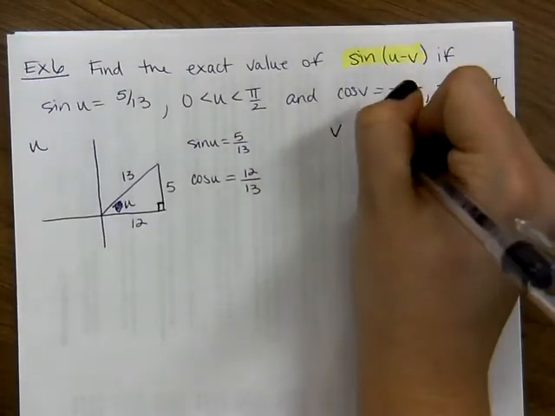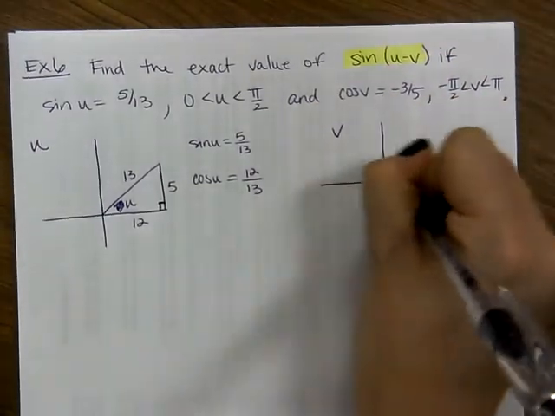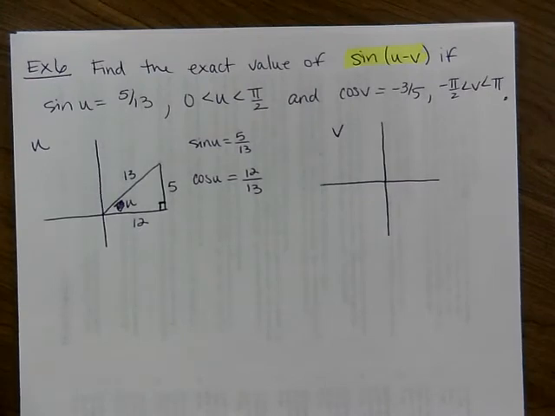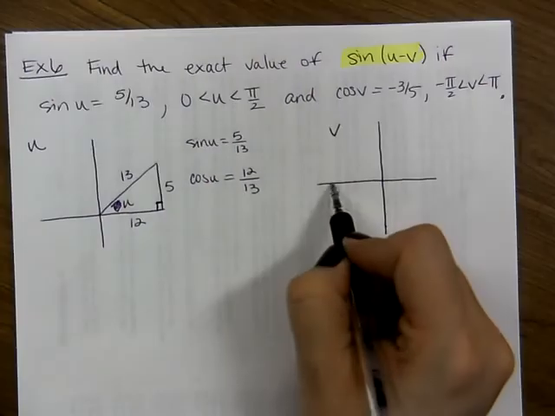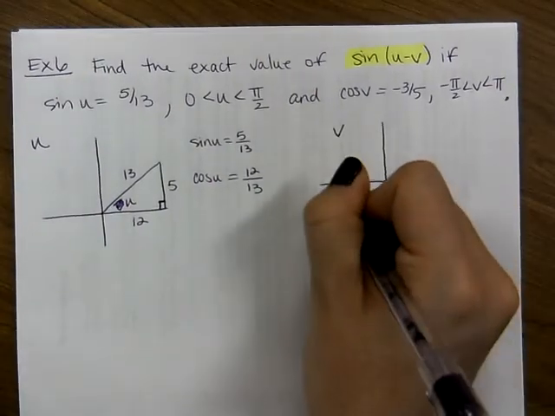So now I'm going to draw a triangle for v. And I want to decide which quadrant I put this in. So from negative pi over 2 to pi, where does that go? The third. So this is negative pi over 2, this is pi. It's got to go in the third quadrant.